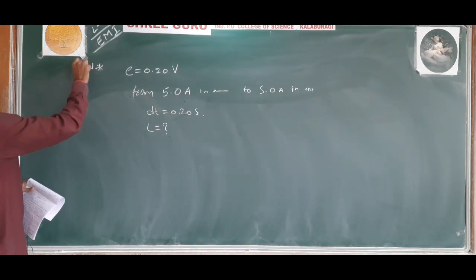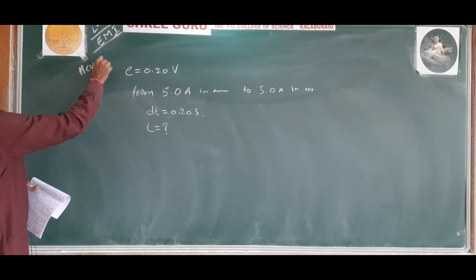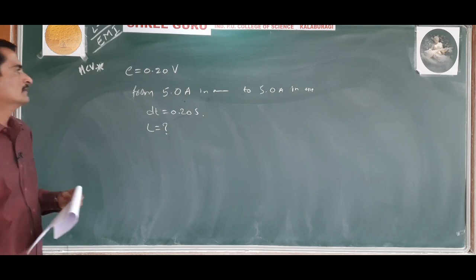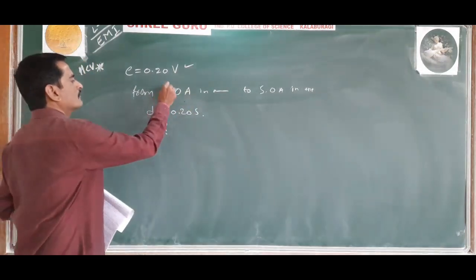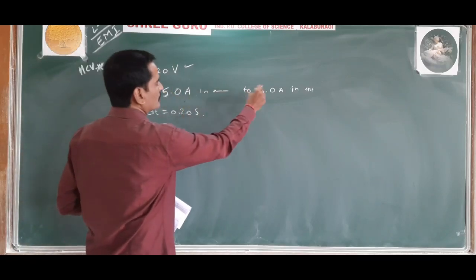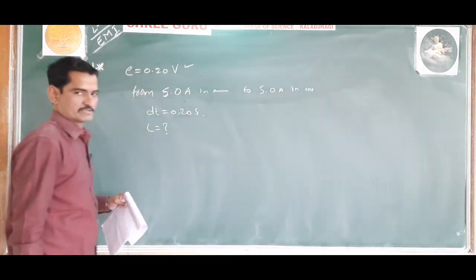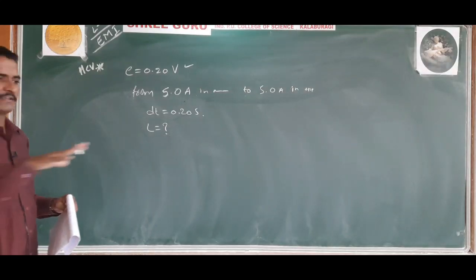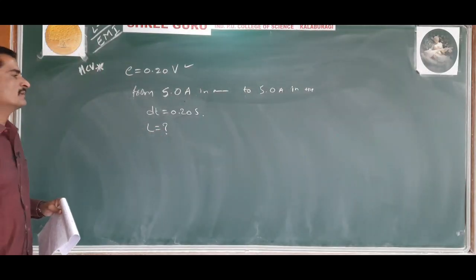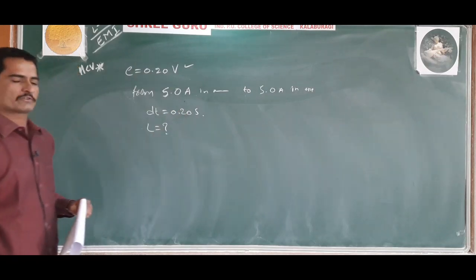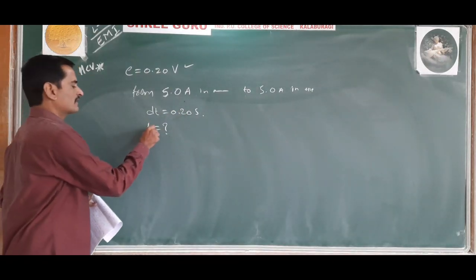Understand the question properly? See here, the induced EMF is given and the current is changing from 5.0 ampere in one direction to 5.0 ampere in the opposite direction. So first the current is in this direction, then the current becomes opposite. So in a time interval dt equal to 0.20 second, find the self-inductance.